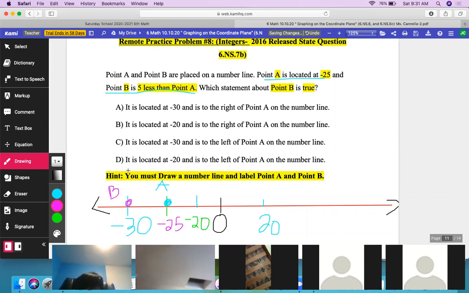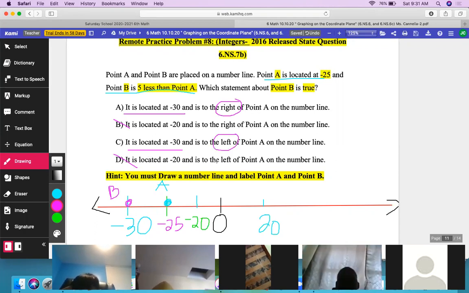So which 2 answer choices can we cross off? B and B. Beautiful. So now the key is we know it's -30, right? But here's the difference. To the right or to the left? We're talking about direction now. So point A, is it to the right or to the left? That's pretty easy. You said it before. To the left. Bam, we choose C, guys.